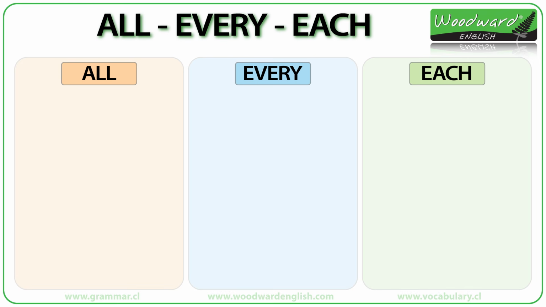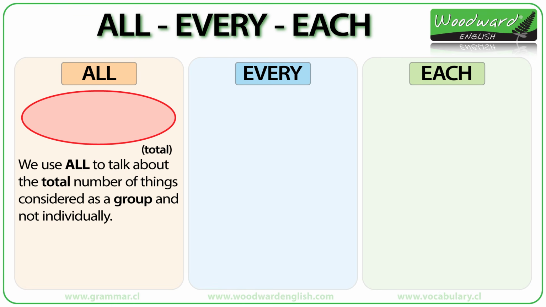What is the difference between all, every, and each? We use all to talk about the total number of things, with everything considered as one group and not individually.